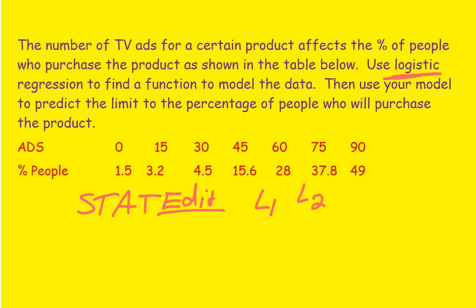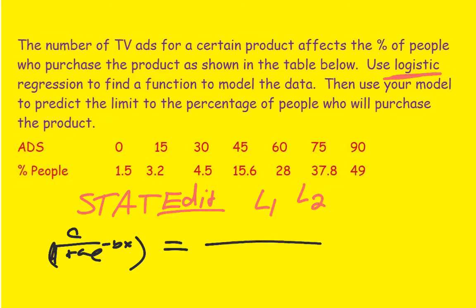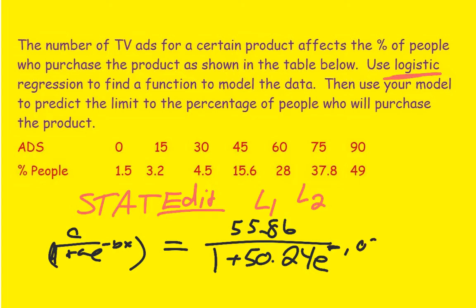So when I do this one, I get the equation, and it's telling you what it looks like. So be aware of that. It says C over 1 plus A e to the negative bx. So you just plug in your numbers where they show up. C was 55.86, over 1 plus A, which is 50.24, e to the negative b, don't forget there's a negative right there. Look back up at the top to make sure, 0.064x. So that's the equation.